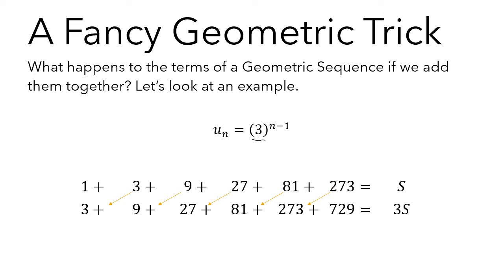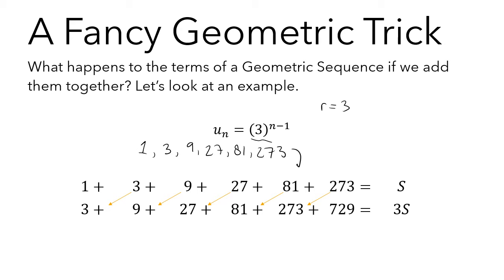Take this sequence here, 3 to the n minus 1. We see that our ratio is 3 and we can write out the first, let's say, 6 terms. Plug in n equals 1 and you're going to get 1 here. Then 1 times 3 is 3, 3 times 3 is 9, 27, 81, and 243.